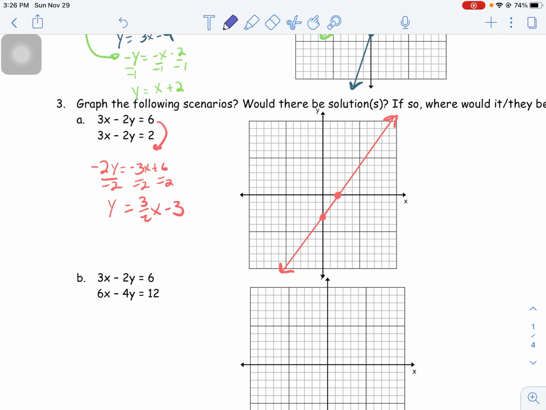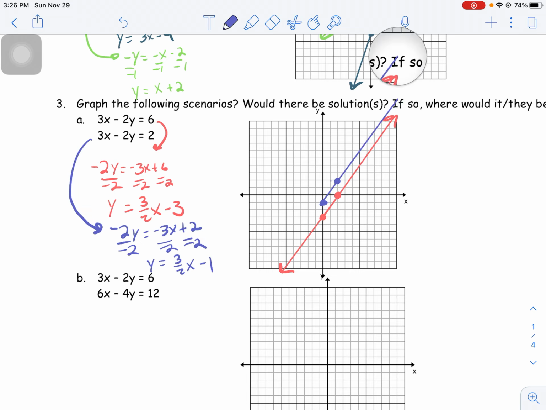All right, for the next graph, again, I'm going to subtract 3x from both sides. You get negative 2y is equal to negative 3x plus 2. Divide everything by negative 2. And you get y is equal to 3 halves x minus 1. So we're going to go minus 1. We're going to go up 3, to the right 2. And then we'll graph this line as well. And if you take a look, when you graph this line, oops, that was a little off.